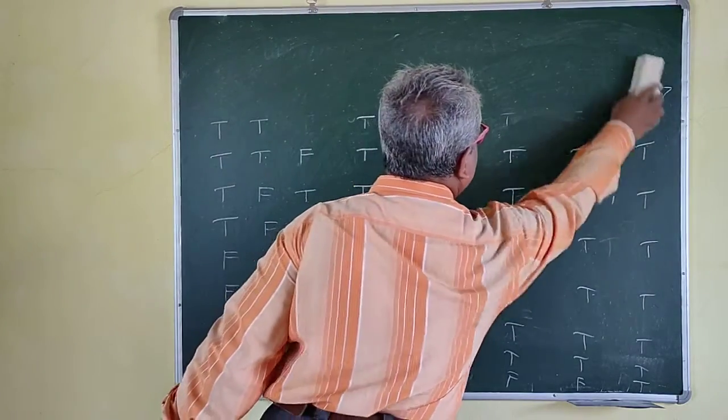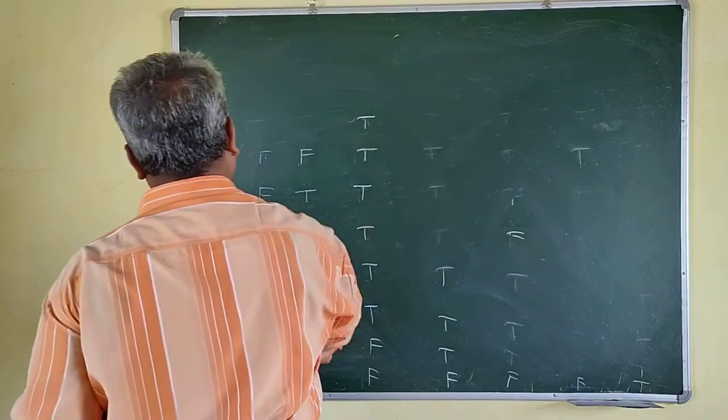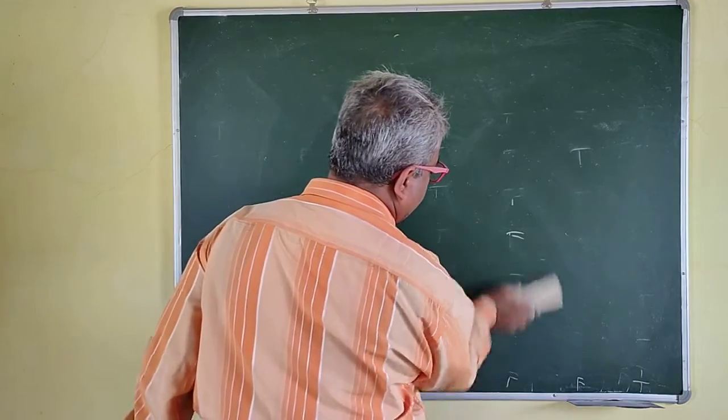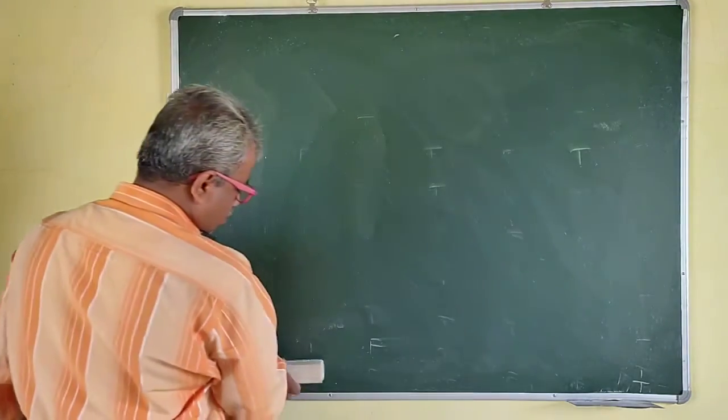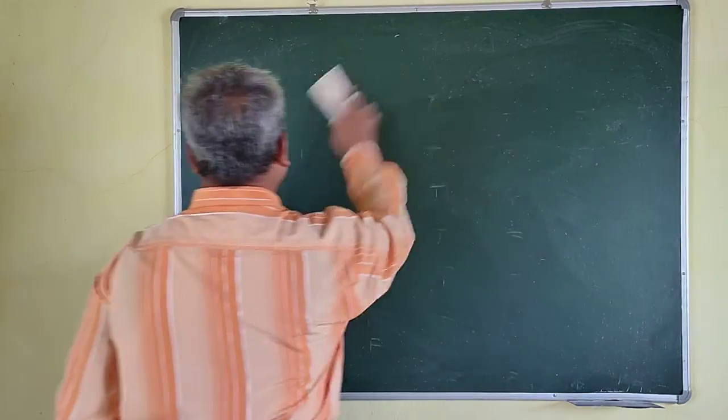So we can solve a number of problems, right? If you have the practice, then and only then you can construct the correct truth table. Without practice you cannot construct a correct truth table. So you should practice on it.